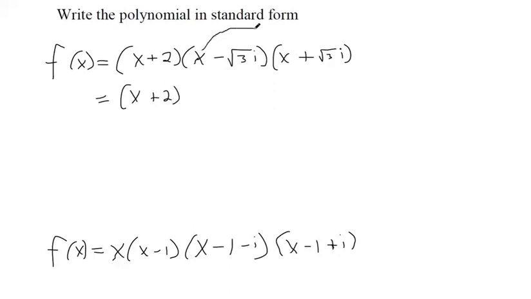I like to draw arrows to make sure I match up the term in the first parentheses with each term in the second parentheses. So x times x is going to give me x squared. x times square root of 3i is square root of 3ix. And then negative square root of 3i times x is negative square root of 3ix. And then negative square root of 3i times positive square root of 3i. Square root of 3 times square root of 3 makes 3.